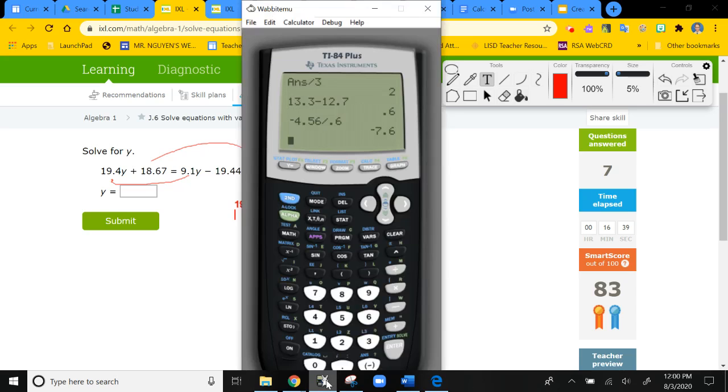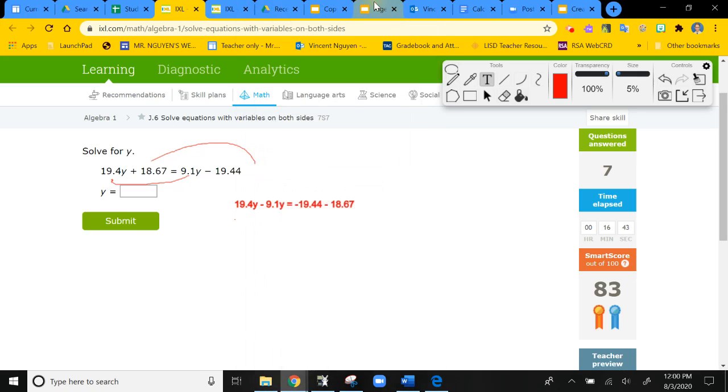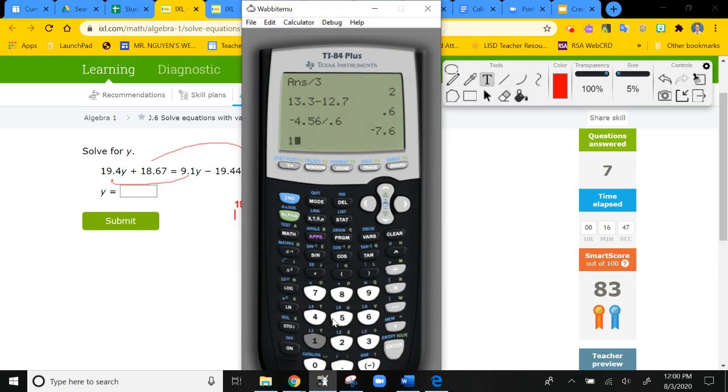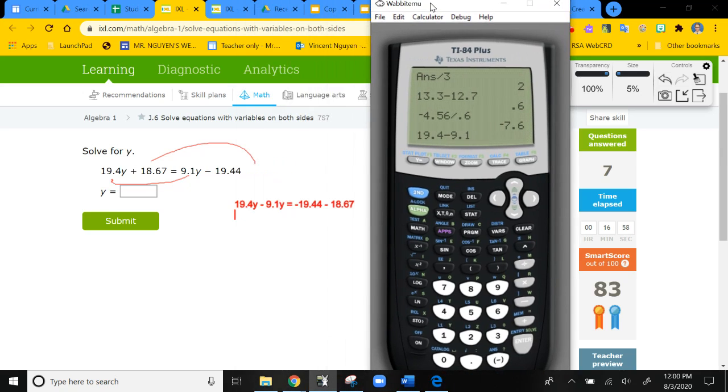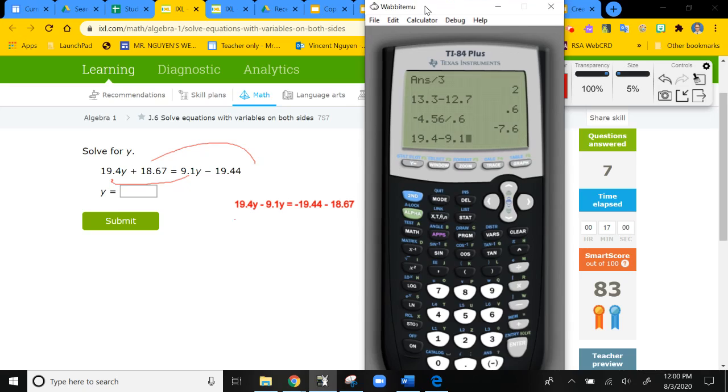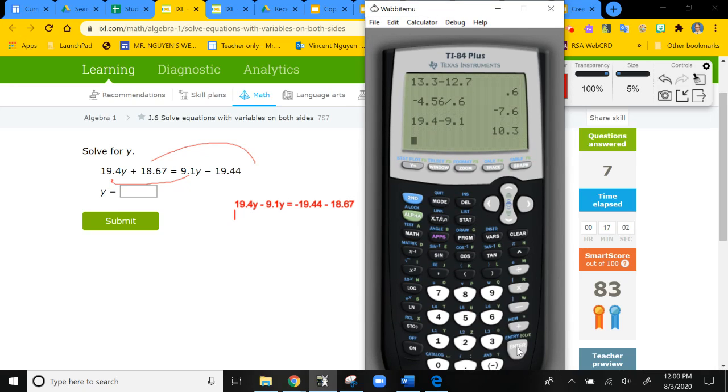I'm going to do 19.4 minus 9.1. I think I'm going to move my calculator over here a little bit so I can see all my work. All right, enter. So I have 10.3. And then I'm also going to do 19.44.